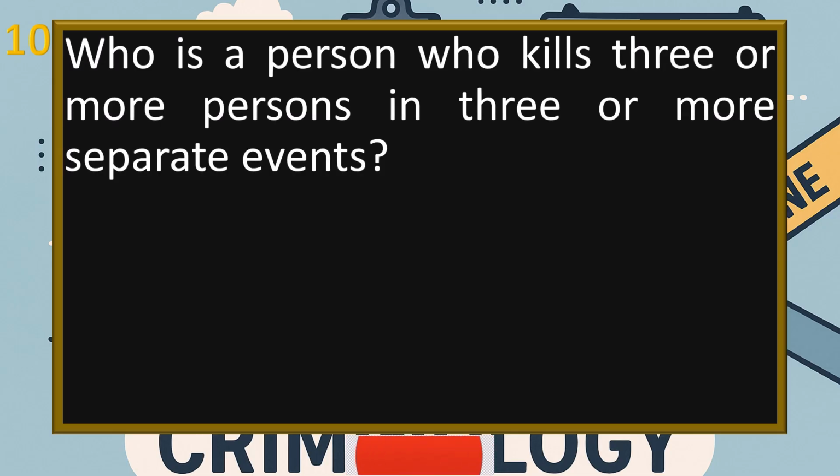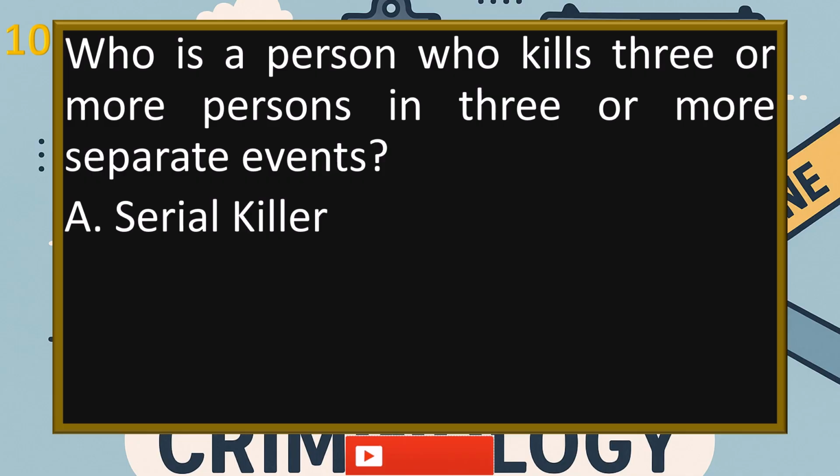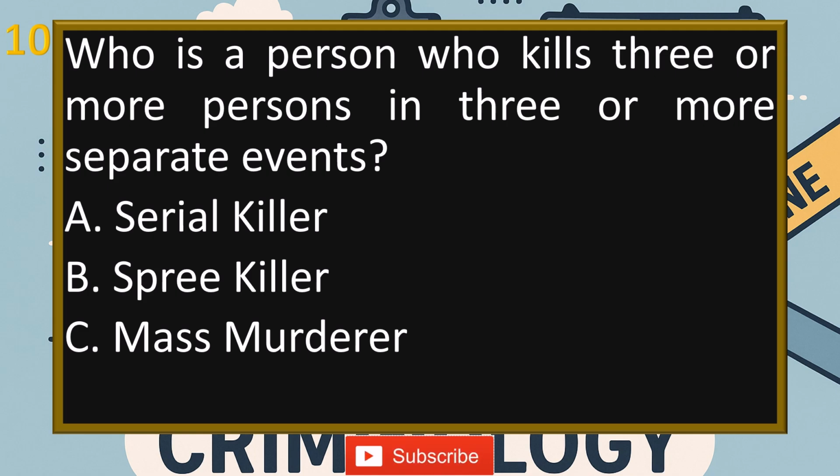Who is a person who kills 3 or more persons in 3 or more separate events? A. Serial killer. B. Spree killer. C. Mass murderer. D. Homicidal.